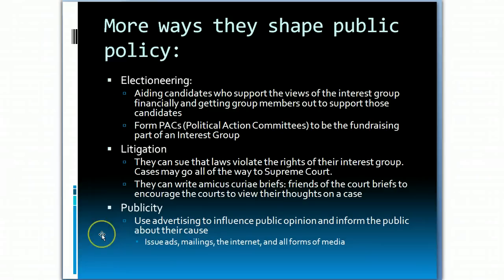And last but not least is publicity. They can run their own ads to influence public opinion about their issue. You guys have seen those ASPCA ads, like with Sarah McLachlan, that are so sad, with the music playing in the background. Things like that where they get people's attention. They can also send out mailings and solicit donations. So interest groups are a big part of our life. They're a great way for you, if there's an issue you care about, to get involved in the political process.